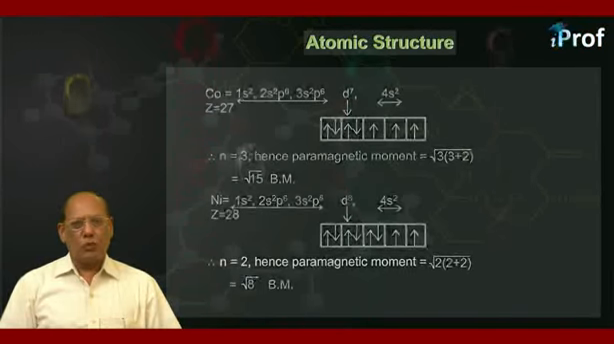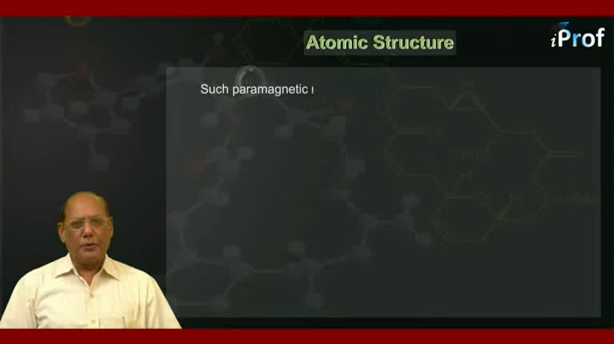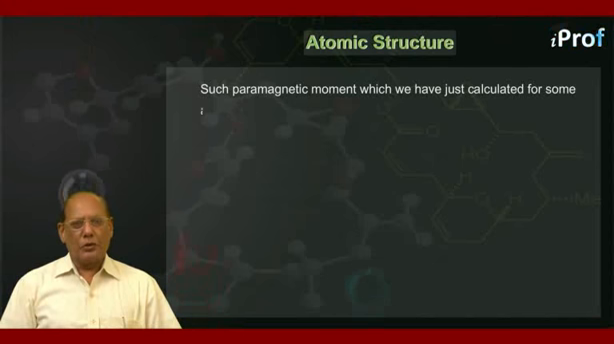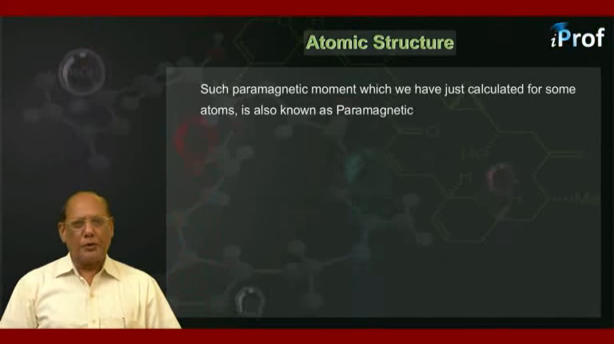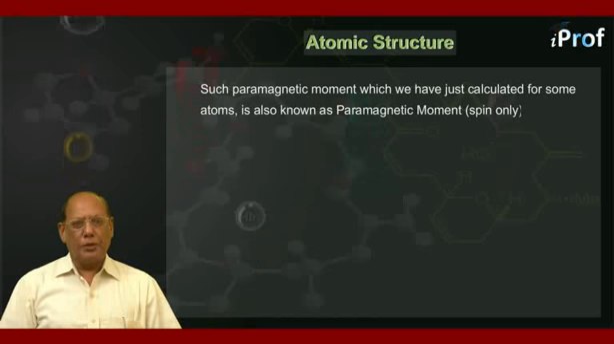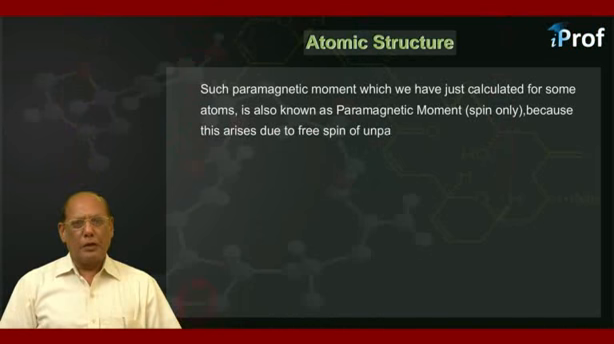Such paramagnetic moment, which we have just calculated for some atoms, is also known as paramagnetic moment spin only, because this arises due to free spin of the unpaired electron or electrons.